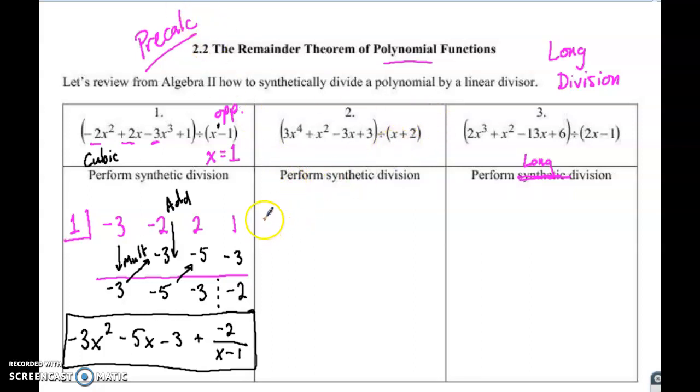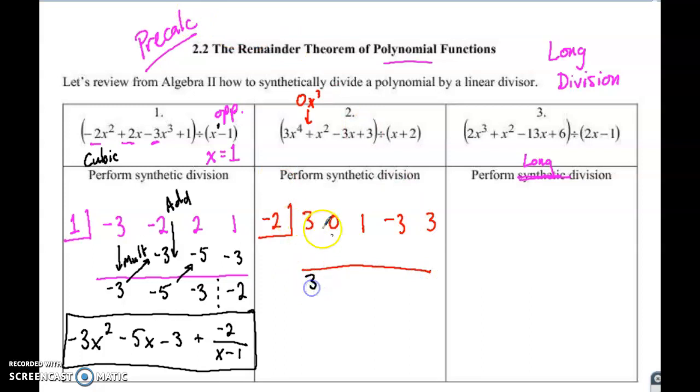So again, I'm just changing colors for you. Opposite, and then your highest exponent first. Notice we're missing a cubed term. Well, that just means that you have a 0 in here for synthetic. 0x cubed is right there. 1 for your x squared, minus 3, and then 3. So that's a nice reminder for you in case you've forgotten. I'll just switch back to black.